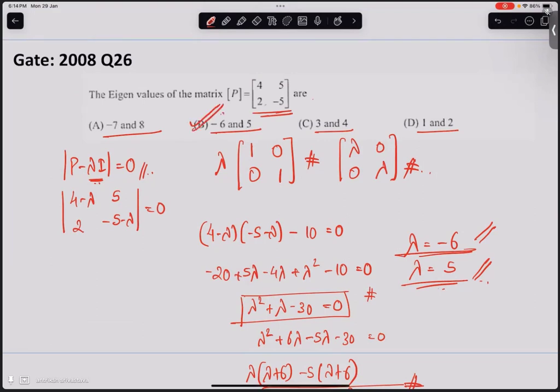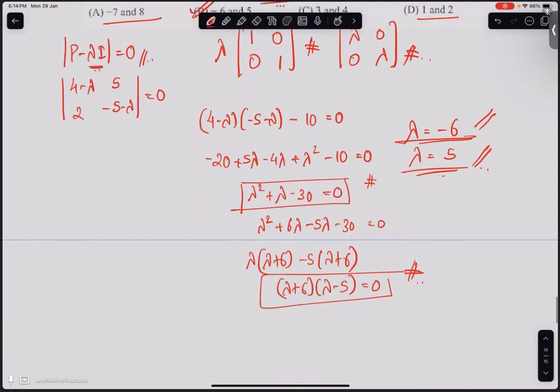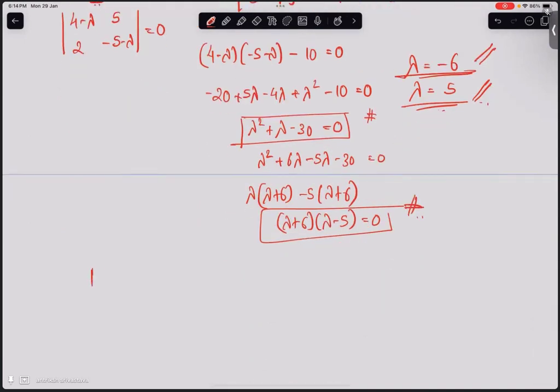Now, what else can we learn from this? So can I say that my matrix P satisfies this equation?